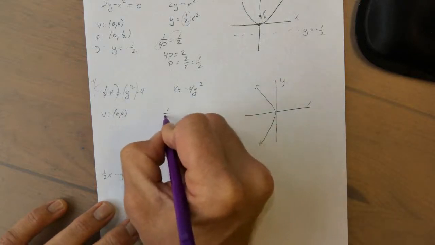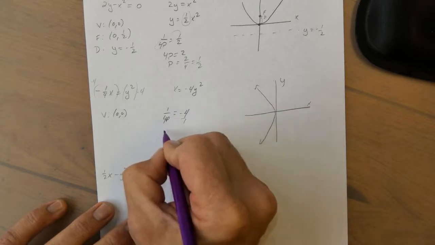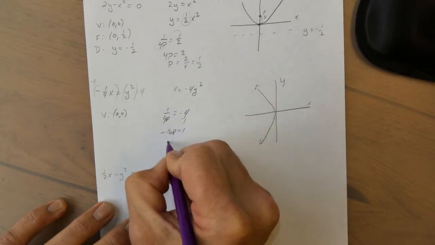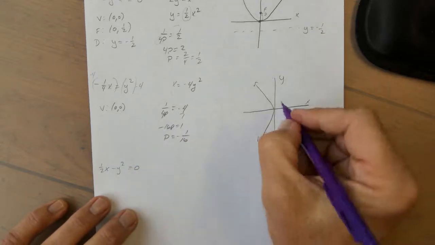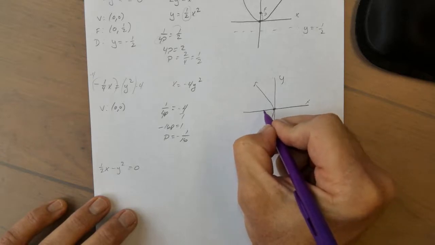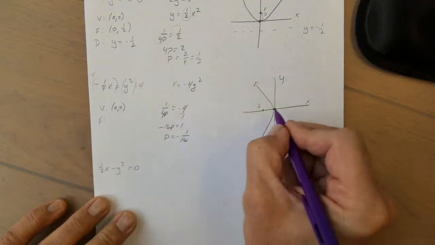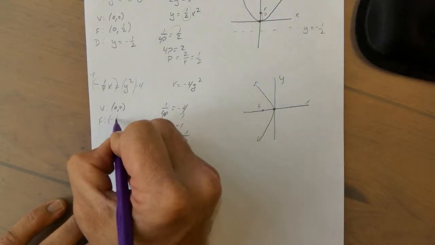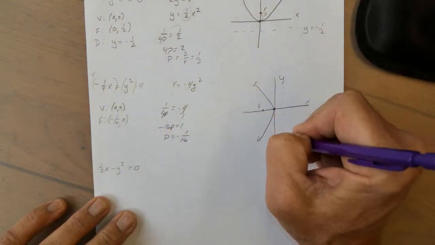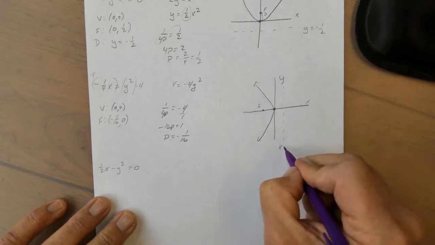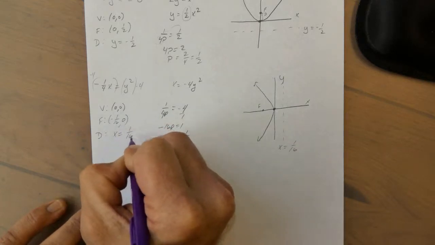So we're going to take 1 over 4p equal to negative 4. Again, cross multiplying, negative 16p equals 1. P equals negative 1/16. So that means this distance from the vertex here to our focus, which is P, is negative 1/16. So that means our focus is at the coordinate (negative 1/16, 0). And then here would be our directrix, and it's a vertical line, so that's x equals. And so the directrix would be x equals 1/16.